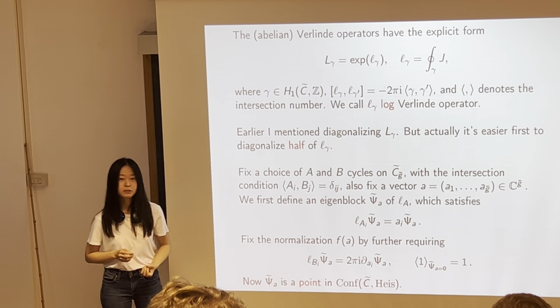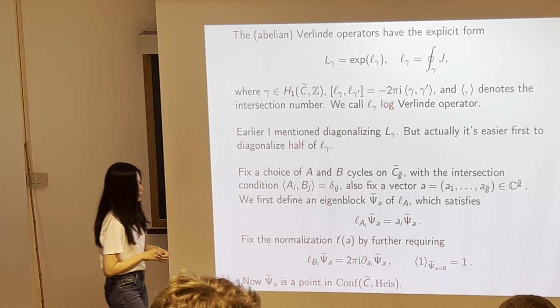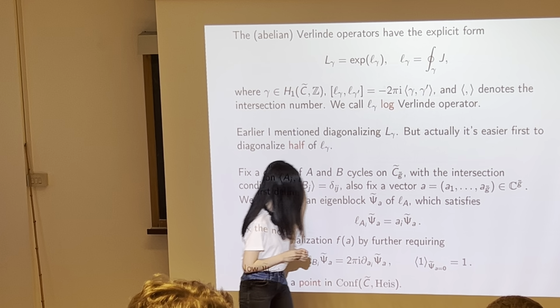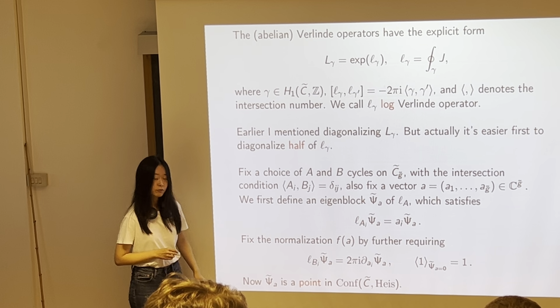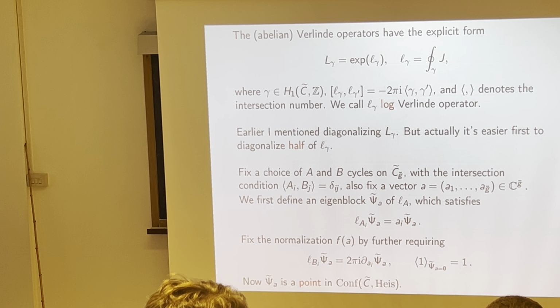In order to fix the remaining constant for this normalization, we further require that the 0-point function in these conformal blocks with A equals 0 to be 1. So after doing so, we will arrive at a point in this space of Heisenberg conformal blocks over C tilde.